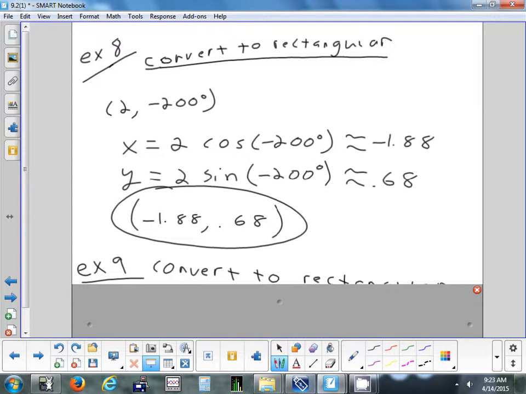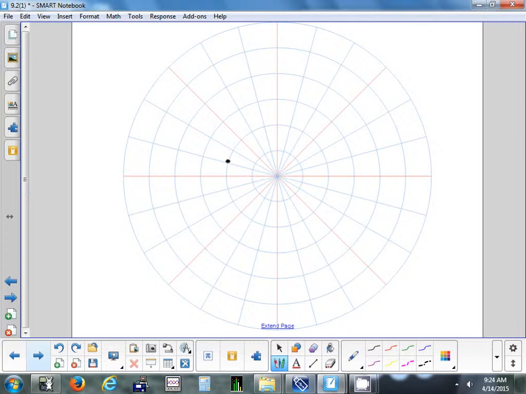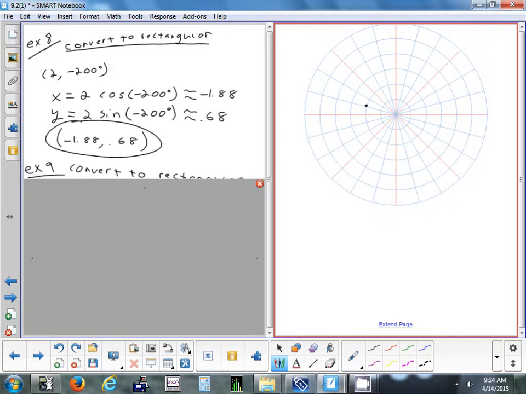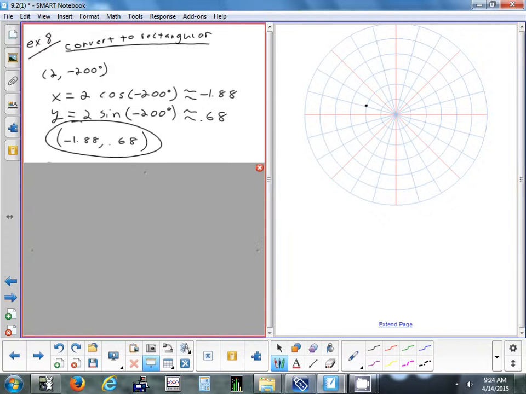Do I have a polar grid? Yeah, I've got one. Let me graph (2, negative 200). In fact, I think I already have it. So go 2 to the right. Halfway around would be negative 180. And each one of these lines is 15, so if I go up to the next line, that's negative 195. And I've got to go just a little past it. So that's pretty close. (2, negative 200). Any question on how I graph that?